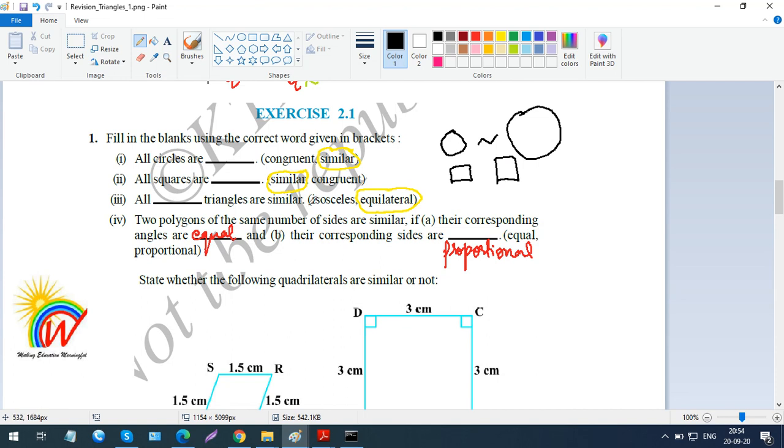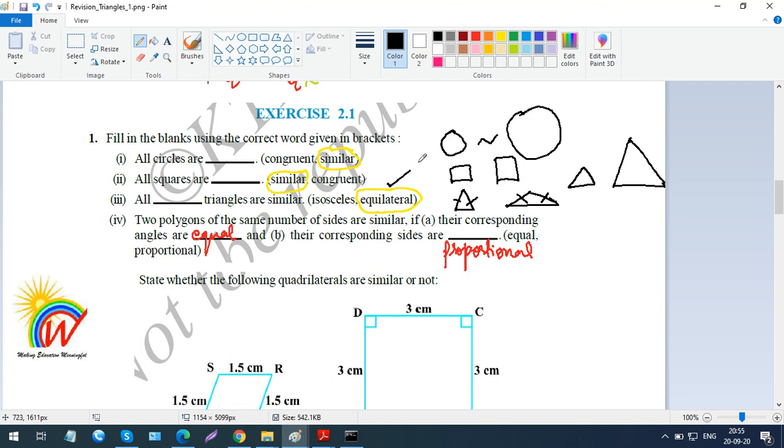What kind of triangles are similar? Isosceles or equilateral? See, if I say isosceles, I can have an isosceles triangle like this, where this and this are equal. Isosceles means two sides are equal. I can have an isosceles triangle like this, right, where this and this are equal. Now these two are not looking alike, right? They are not similar. But equilateral triangle means all three sides are equal. So I can have a smaller equilateral triangle, a larger equilateral triangle. All of them are going to look alike. So equilateral triangles are the ones which are similar, okay?